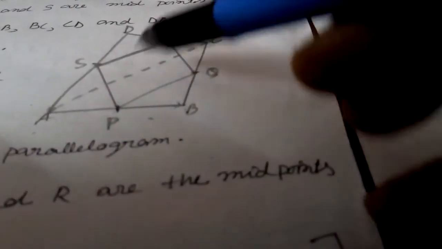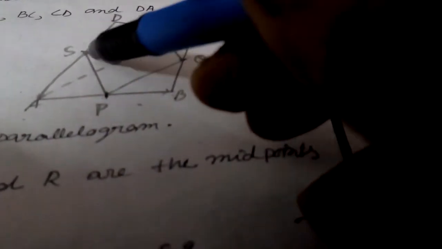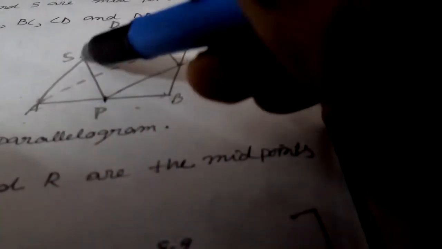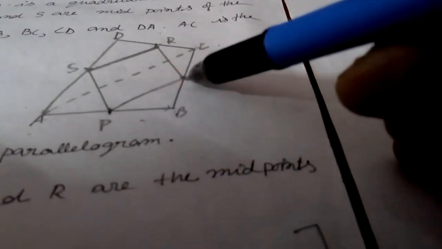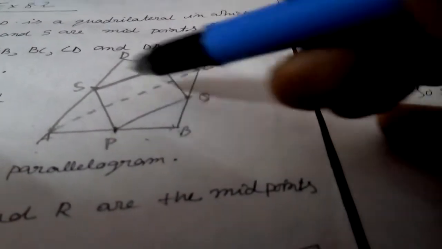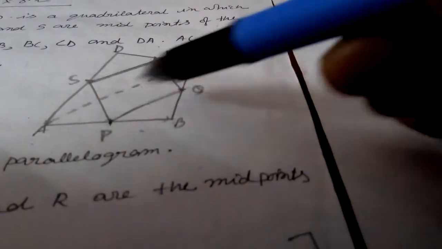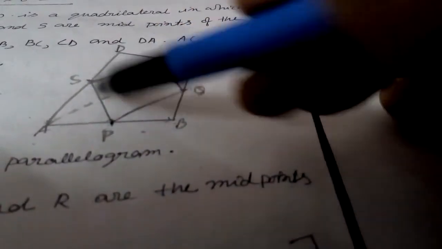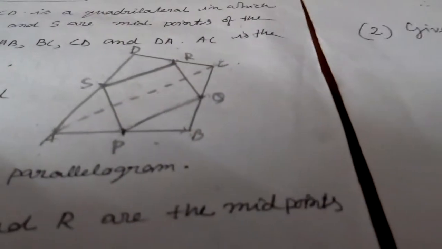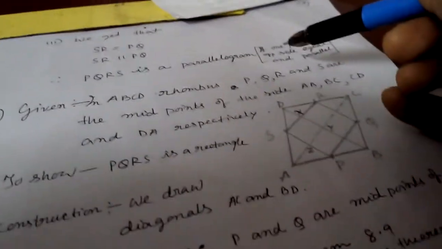Here you see the diagram. One pair of sides, SR and PQ, are equal and parallel. We already saw that SR is equal to PQ and SR is parallel to PQ, because both are parallel to AC and both are half of AC. So PQRS is a parallelogram, since one pair of sides is equal and parallel. Can you understand?